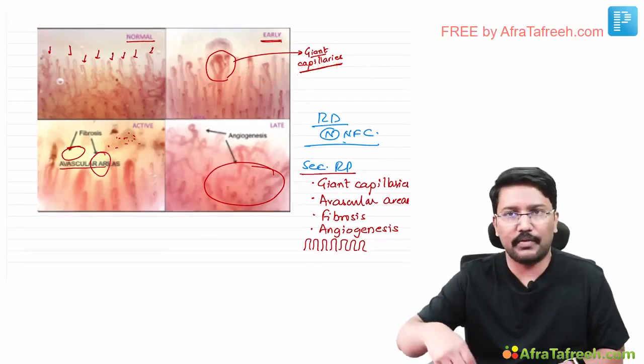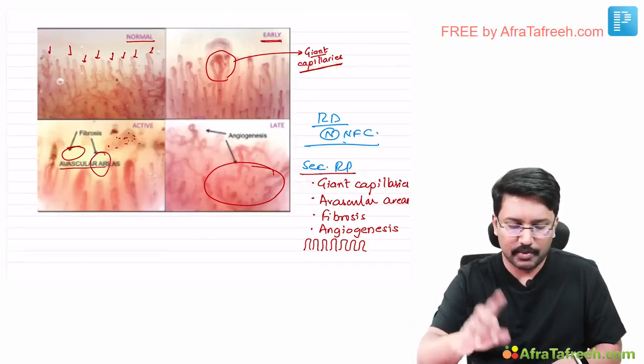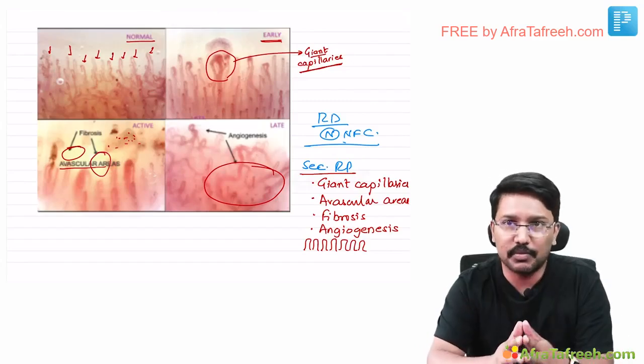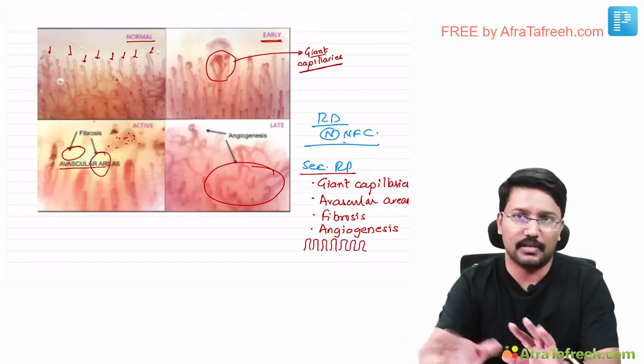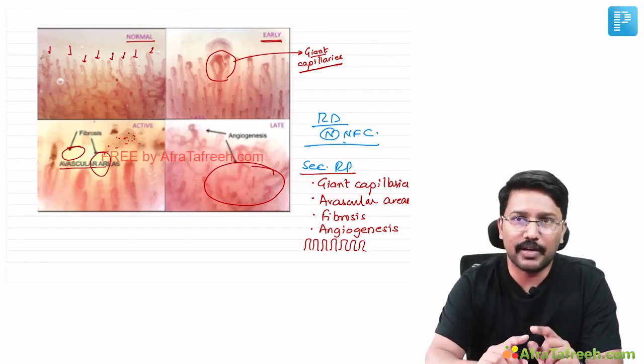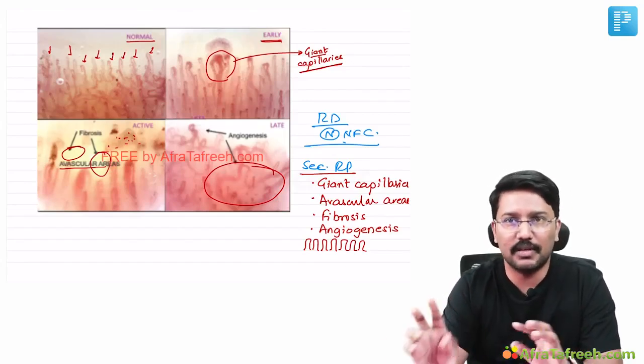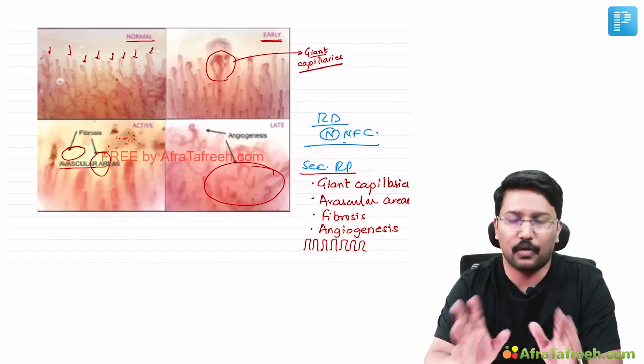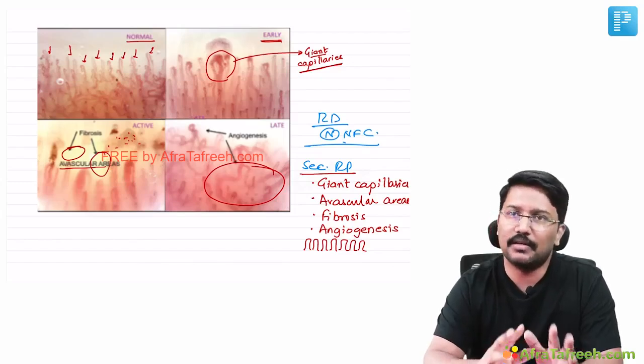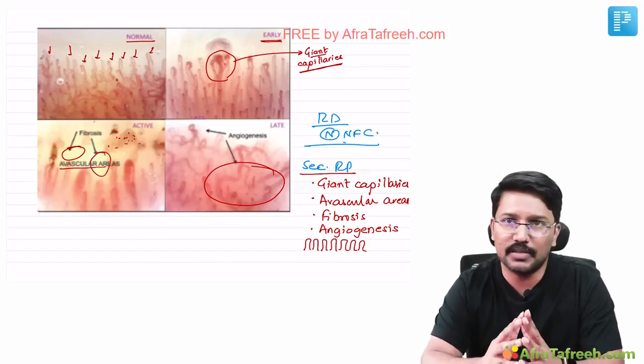Okay. With that, we'll wind up for now, guys. Before I wind up, let me tell you, remember the differences between limited cutaneous and diffuse cutaneous systemic sclerosis. Be aware of the antibodies and their associations with the characteristic clinical conditions, and also be aware of the images. Image-based MCQs are possible from this segment.